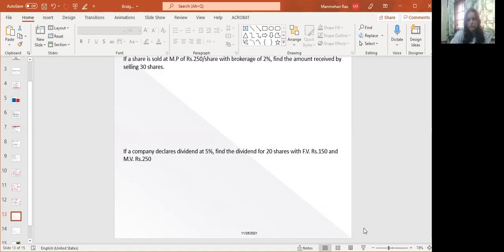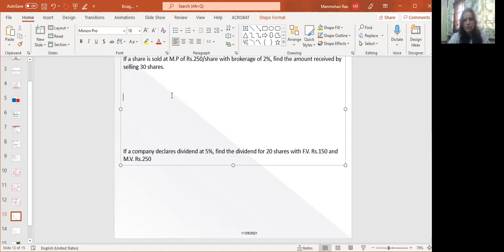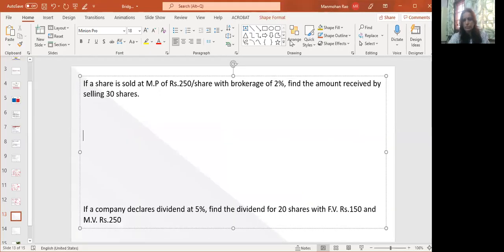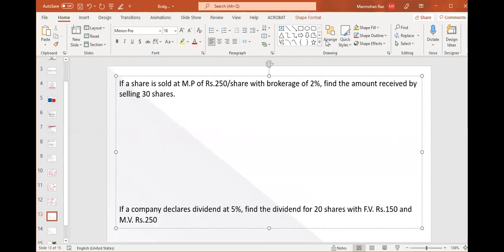Now we come to the first chapter, shares and brokerages. Can you see the complete problem, students? If a share is sold at maximum price, or shall I?